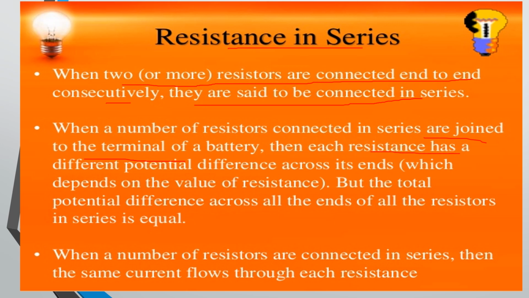Then each resistance has a different potential difference. If you connect them in series, we will observe that the individual resistors have an individual potential difference across their ends, which depends on the value of their resistance. But the total potential difference across all the resistors in series is equal to the sum. Suppose this is resistor R1, and you consecutively connect the second resistor, third resistor and fourth resistor like this.